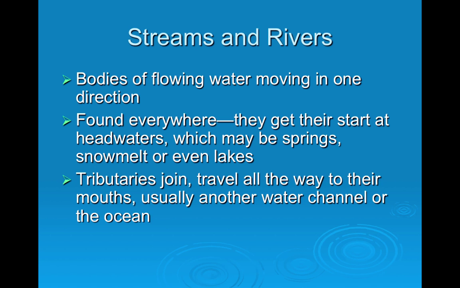Little streams are called tributaries, and when they join into a larger river, they're like little rivers that join a big river, and they then flow towards their mouth, which is usually some sort of other body of water like a lake or an ocean or a sea.